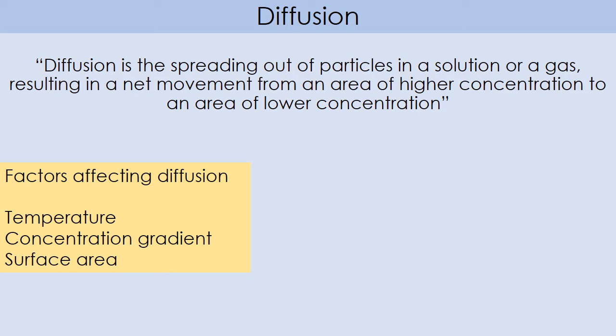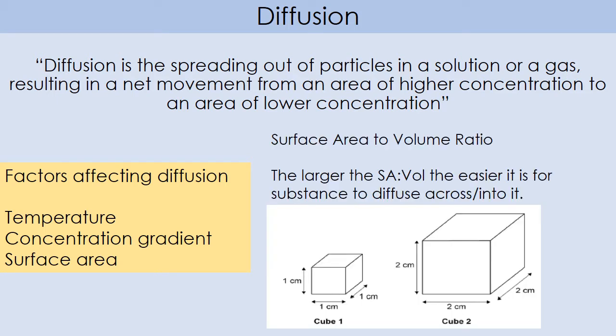And then surface area as well. Surface area is a very, very important thing for diffusion to happen. If we've got a large surface area, diffusion can happen quicker, especially when we look at our surface area compared to our volume, or what is known as our surface area to volume ratio. You've just seen it pop up on your screen, so we need to be able to calculate surface area to volume ratio and compare them.